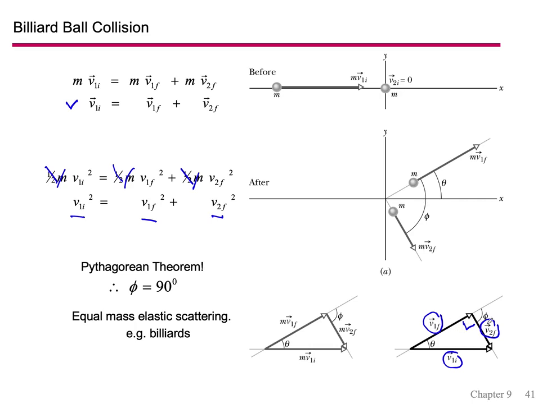Why? Because a squared plus b squared has to equal c squared. A squared plus b squared equals c squared. So this over here has to be a right angle. What does this mean? In billiards, if you hit the cue ball against another ball, the angle these two objects make with respect to each other is always 90 degrees. And you're like, what? No way.